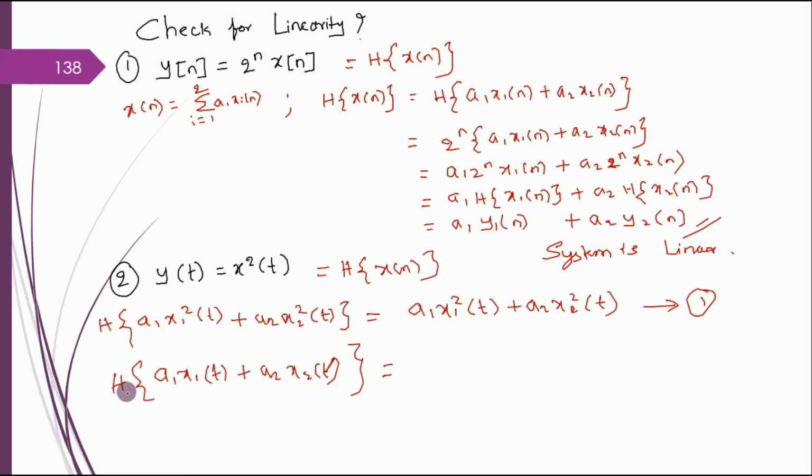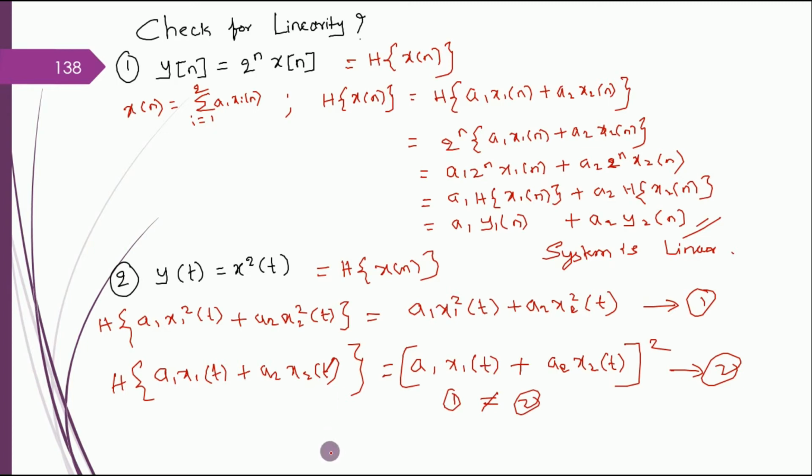What is the system operator? System operator is squaring. If I square it, what happens? a1 x1 of t plus a2 x2 of t whole square. Will it result in the same way? No, definitely not, because it is a plus b whole square. It is a square plus b square plus 2ab. 2ab will also be added to this. Hence 1 is not equal to 2. Therefore the system is non-linear.